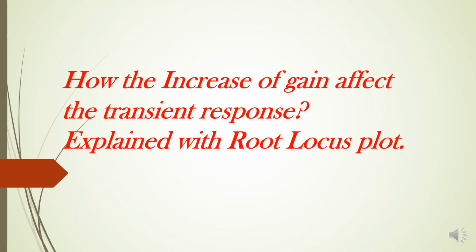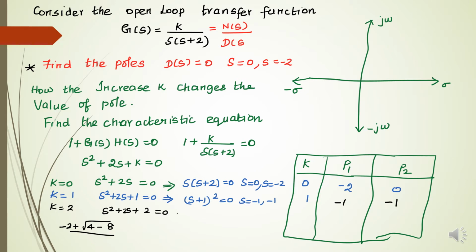Hi all, in this video I am going to explain how the increase of gain affects the transient response. That is explained with the root locus plot. Okay, consider the open loop transfer function G(s) = K / (s(s+2)). That is given. What is the numerator polynomial? N(s) = K, and the denominator polynomial D(s) = s(s+2). To draw the root locus plot, first of all, we should find out the poles of the equation.